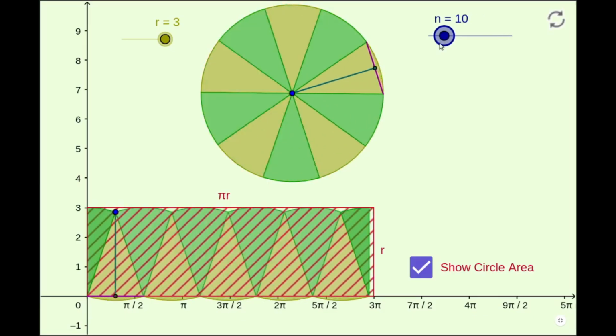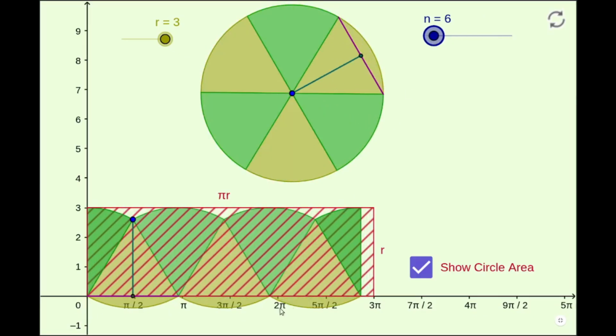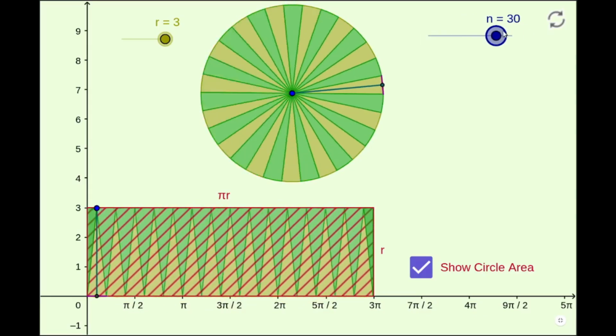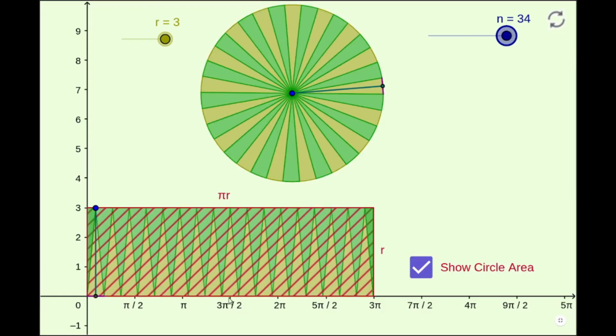But if I take a small number of slices, I have a very bendy collection of crusts here. But if I make a large number of slices, that's very close to a straight line. And the length of the curved line is pi r. Now the height of it is the length of the slice of pizza, and the slice of pizza is getting very close to having the same height as the radius of my circle.